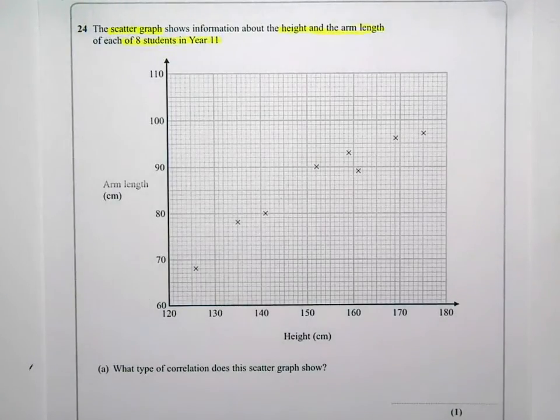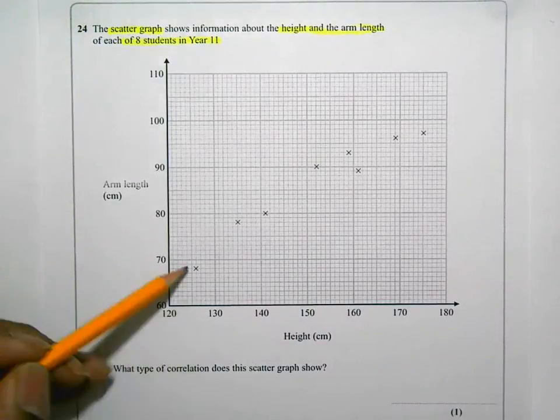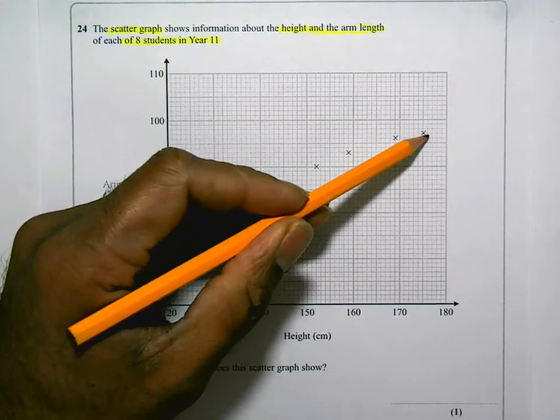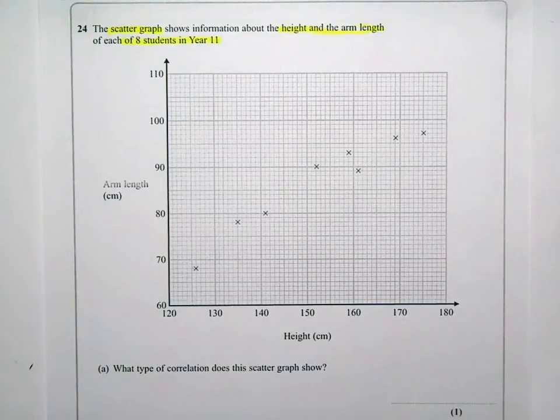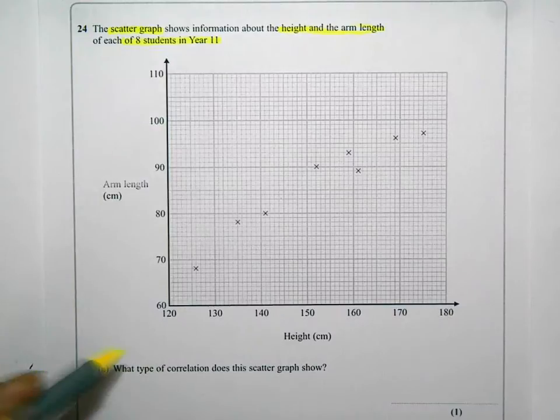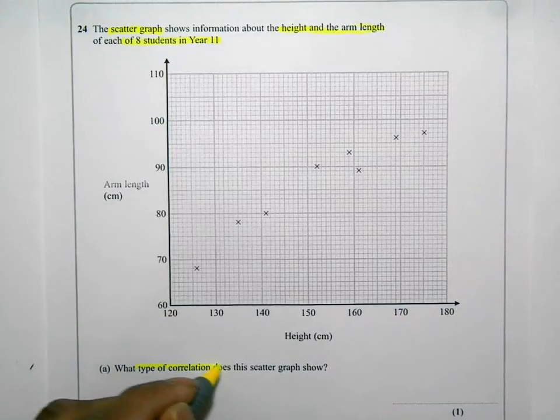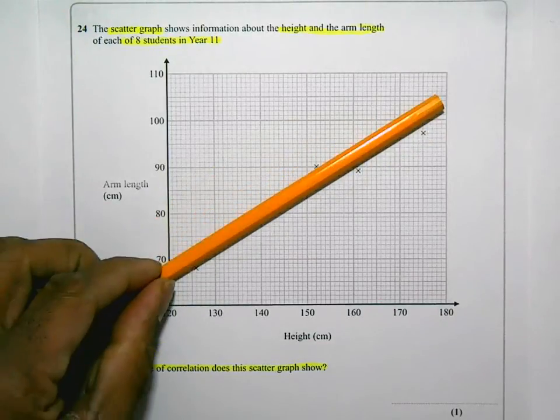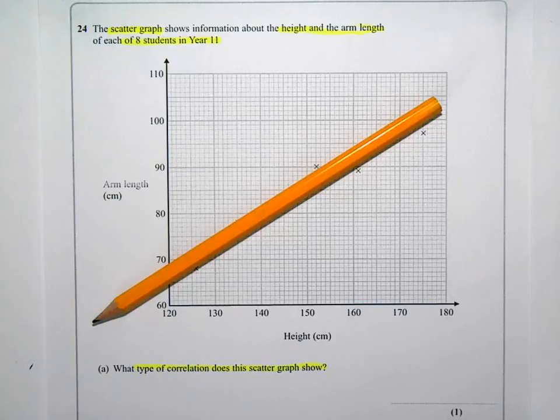Let's just check that. There's 1, 2, 3, 4, 5, 6, 7, 8. So there are 8 crosses on there. Each one of them represents a different person. The question in part A says, what type of correlation does the scatter graph show? Now you just need to know this. You need to remember that if they're going upwards from left to right, if it's increasing that way, that's called a positive correlation. So that's what I'm going to write into this space.